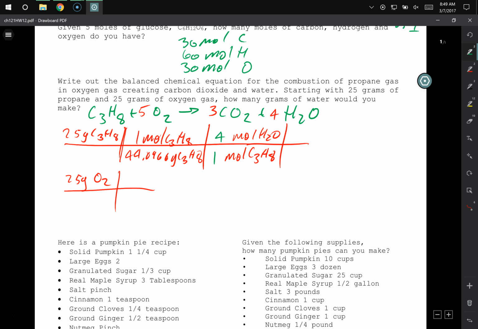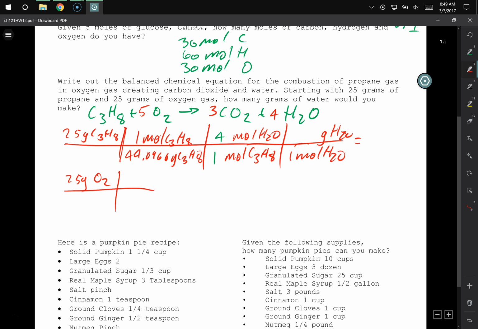So now what I've done is I said I have this many grams, and this is how many propane molecules I have. And if I have this many propane molecules, I'm going to make this many water molecules. And now I want to know what the mass of those water molecules is. So then I'll throw the last piece in here, which is 1 mole of H2O and then grams of H2O.